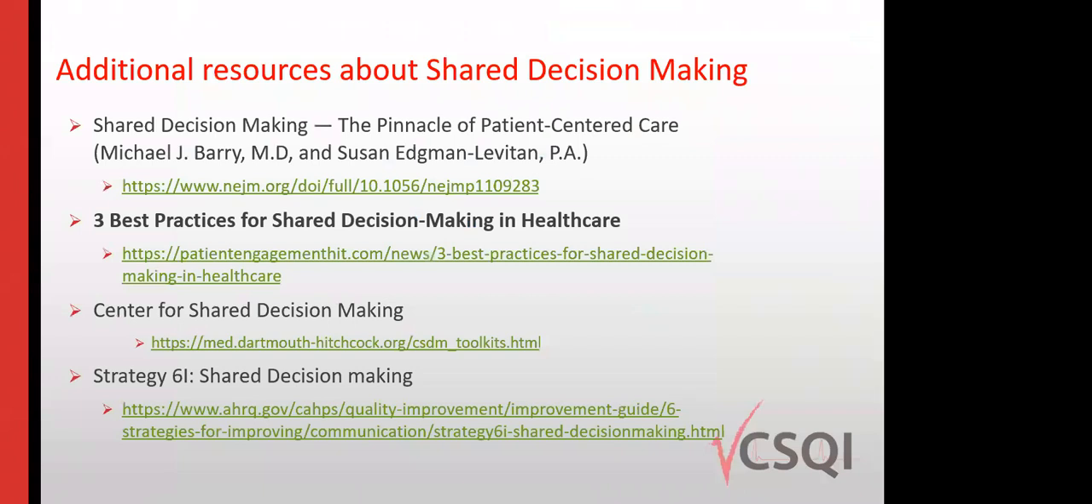I'm not going to go through and open them all, but the first is an article in the New England Journal of Medicine. The second highlights 3 best practices. The third is a much longer document. It's a toolkit related to shared decision-making from Dartmouth-Hitchcock. And the last is actually from AHRQ, the Agency for Healthcare Research and Quality. It's Strategy 6I as part of a larger document that AHRQ has.